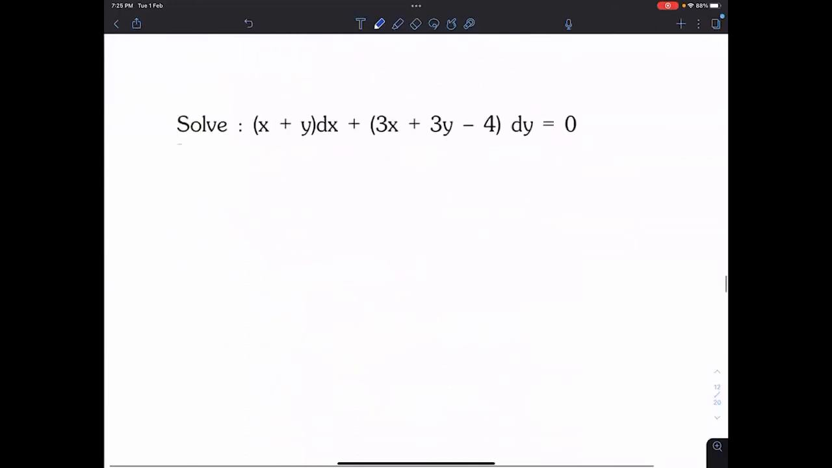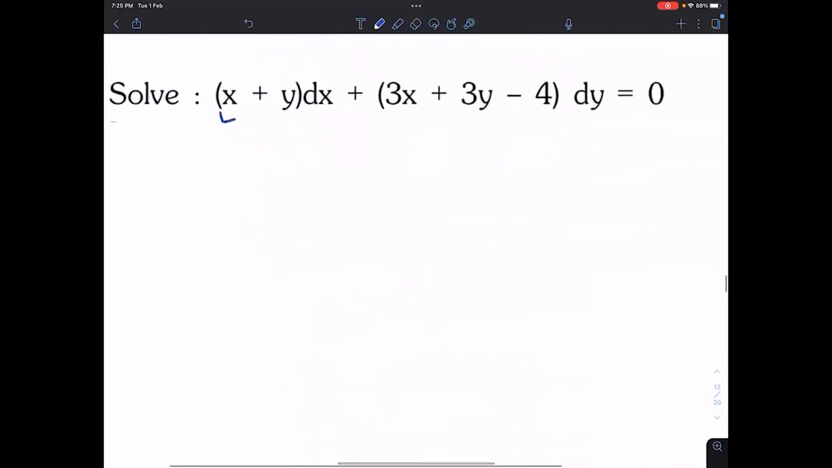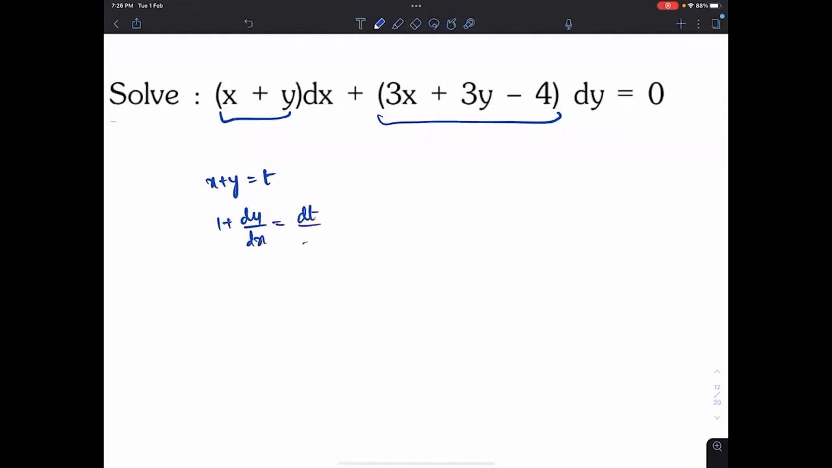Now, if the two lines which are involved are parallel, then also the procedure is easy. Second level difficulty, I was saying. So here dy by dx is what here? Whenever you have two lines parallel, simple. Take the substitution: x plus y, you take it as t. Then what is 1 plus dy by dx? It will be dt by dx.